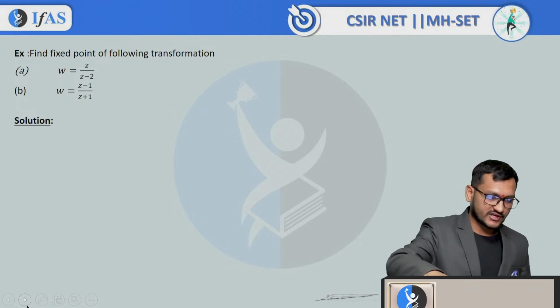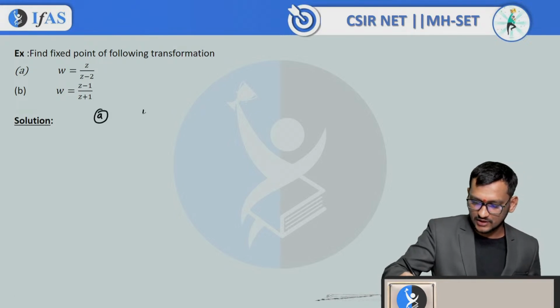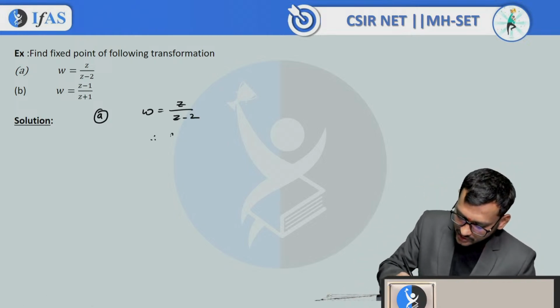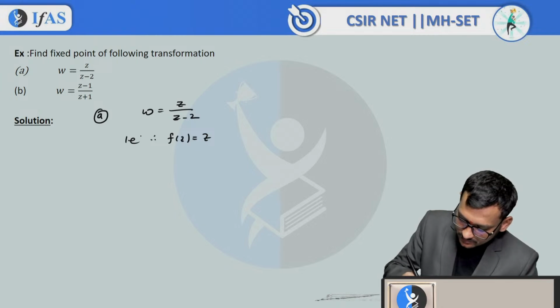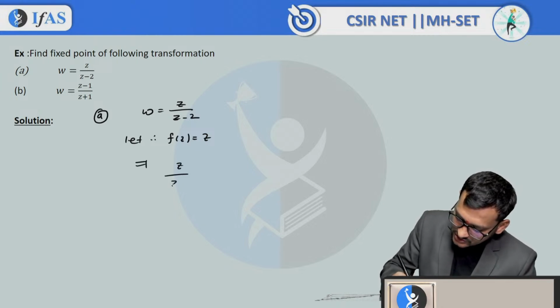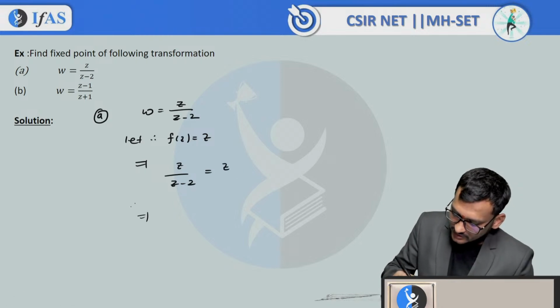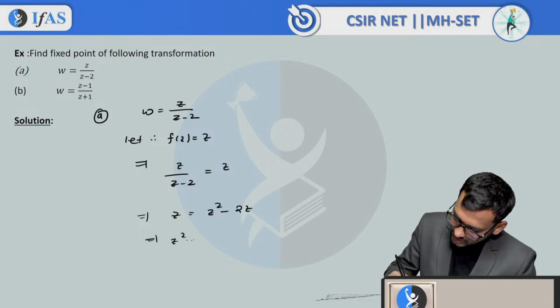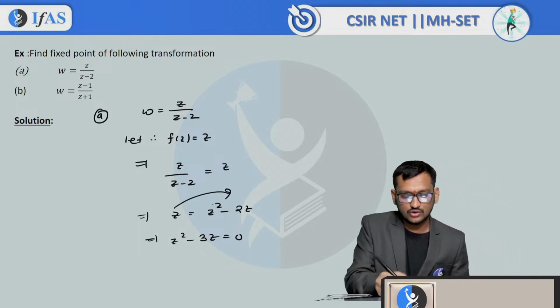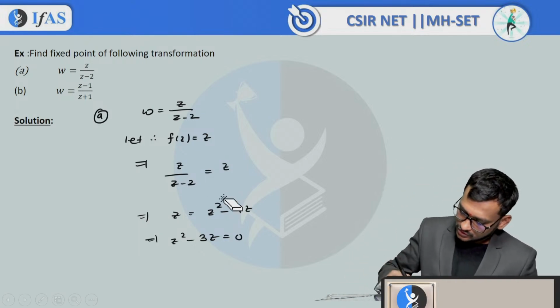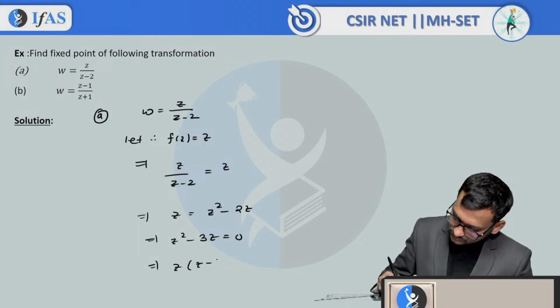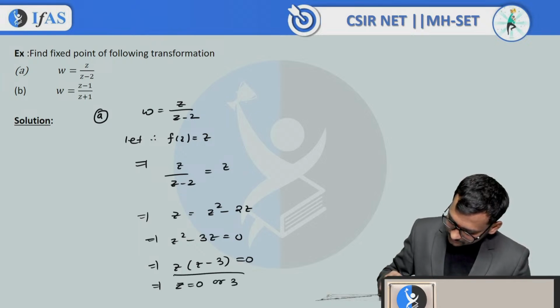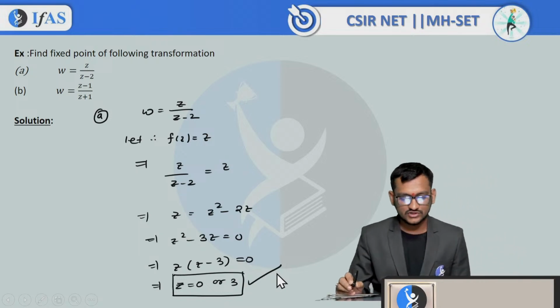क्या आंसर आया? 0.3 सेकेंड करिए. The first one is easy, omega equals z upon z minus 2. First thing we need to do is take the fixed point f of z equals z. f of z is z upon z minus 2 equals z. If I cross multiply, this is z square minus 2z. This is z square minus 3z equals 0. This will go to the right hand side and become negative. So we can take z common out. So these are the fixed points.